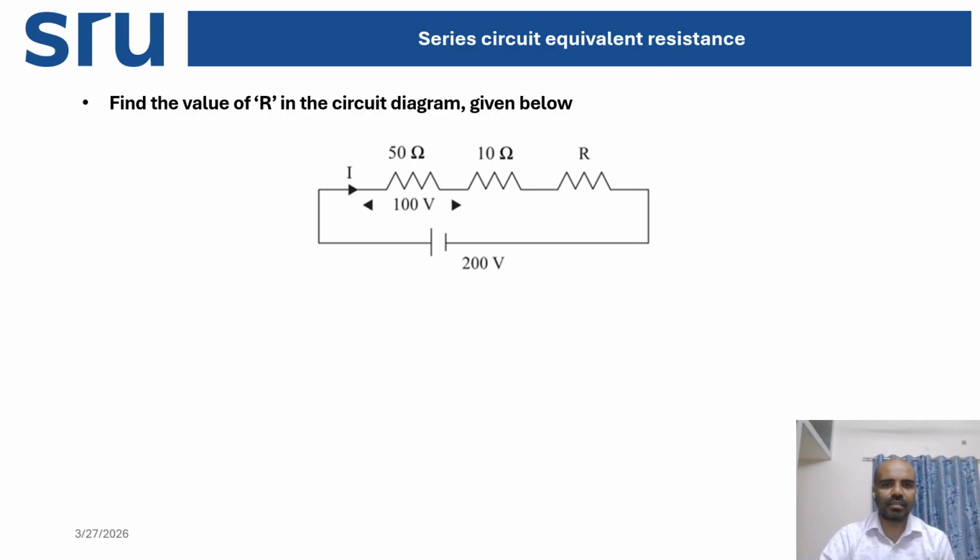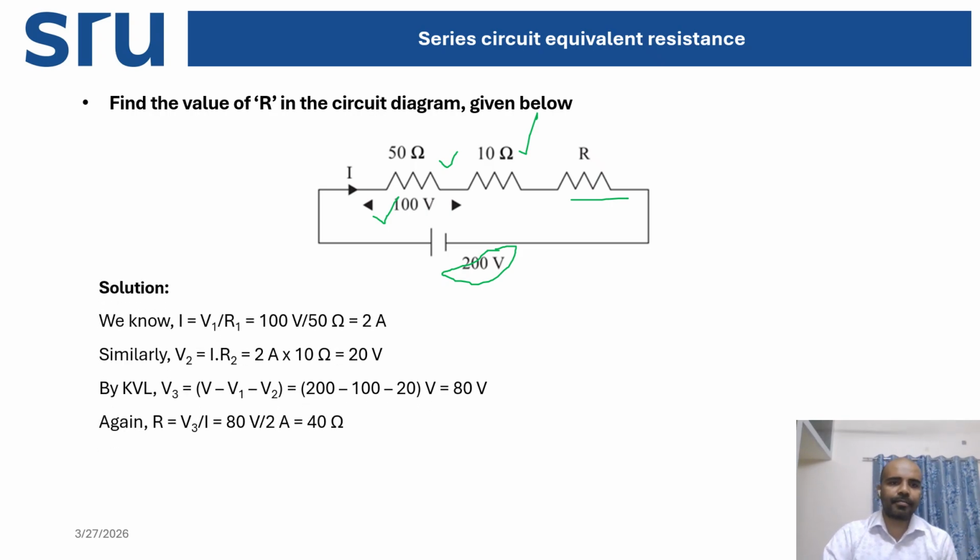Now we will discuss the next problem. Here you need to calculate the unknown resistance R, where three resistors 5 ohm, 50 ohm, 10 ohm and an unknown resistance R are connected in series with a 200 volt battery. Here you know the voltage drop across this 50 ohm resistor, which is 100 volt. So you can easily calculate the current using Ohm's law, that is I equal to V by R. So I equal to V1 by R1. So 2 ampere current is flowing through this 50 ohm resistor.